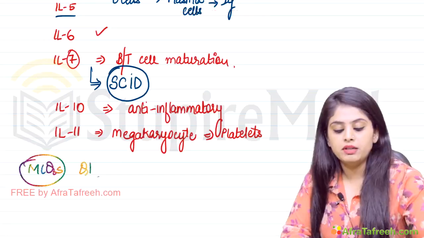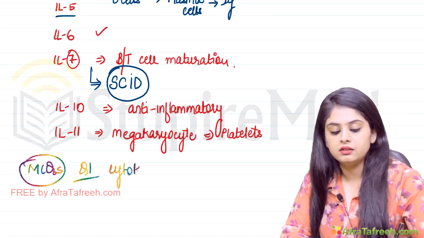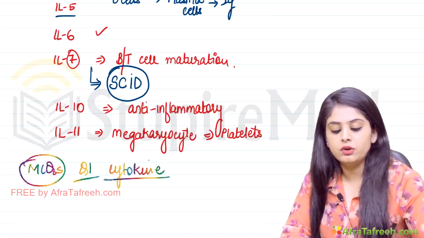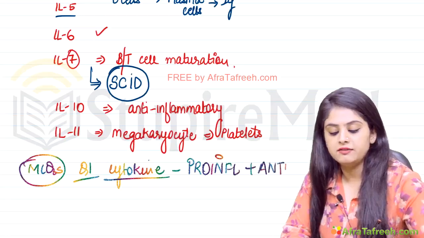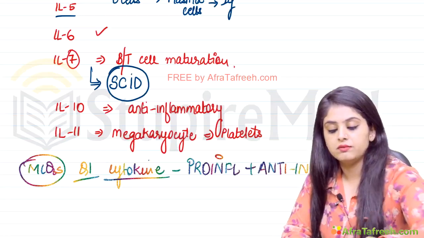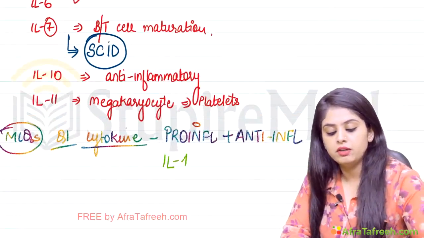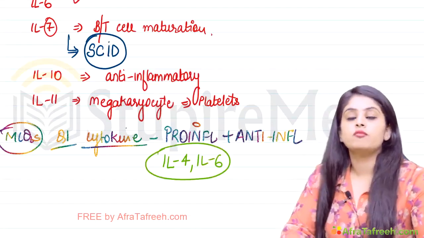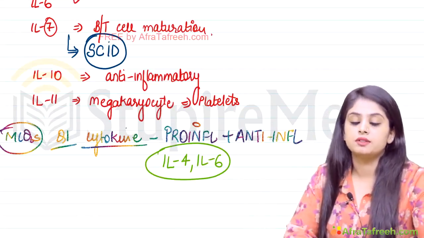Question number 1. Is there any cytokine which is going to have both pro-inflammatory action as well as anti-inflammatory action? So remember, interleukin 4 and interleukin 6, they are going to have both pro-inflammatory and anti-inflammatory action.